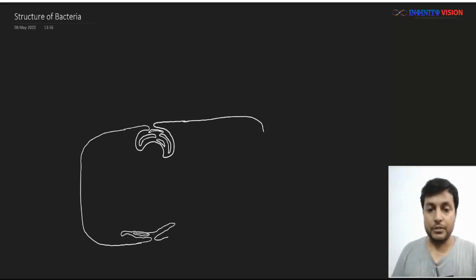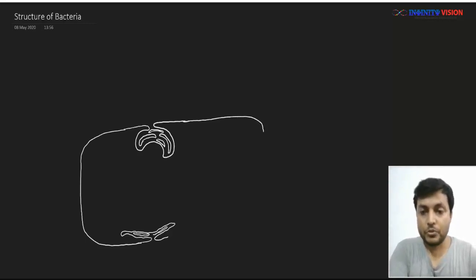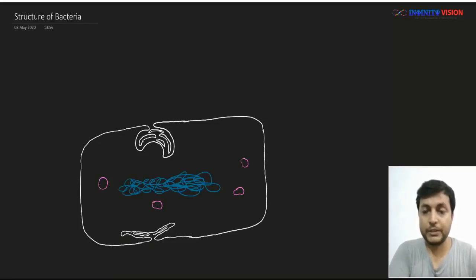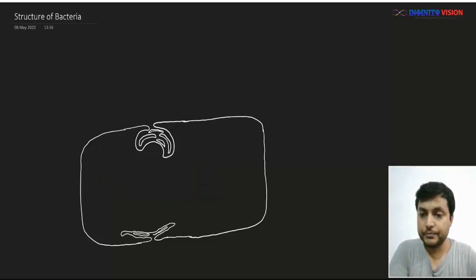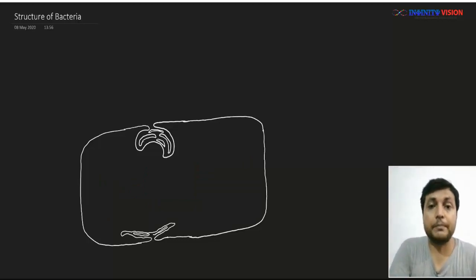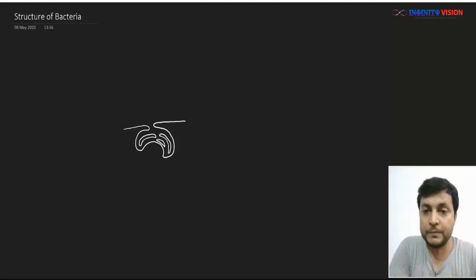So what I'm drawing here is the cell membrane, the mesosome and the chromatophore. Let me first draw. This is the plasma membrane or the cell membrane of the bacteria. Now this cell membrane has some infoldings, correct? Now see the first infolding that I made here, this one.